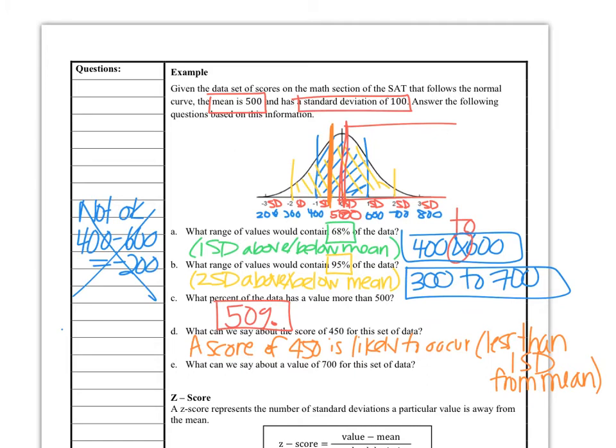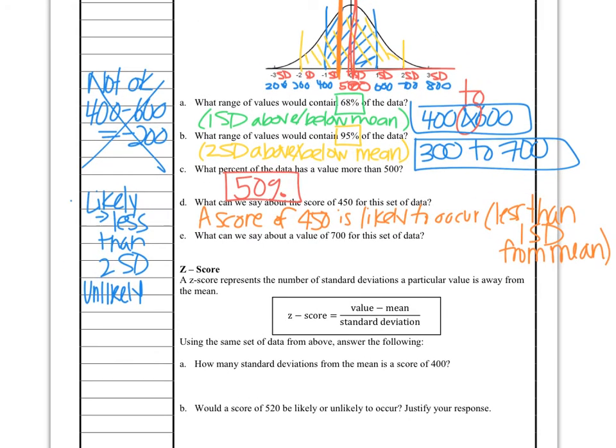Now the true test here is that if it's likely to occur, it will be less than 2 standard deviations away. That's your test. It will be unlikely if it's more than 2 standard deviations away.